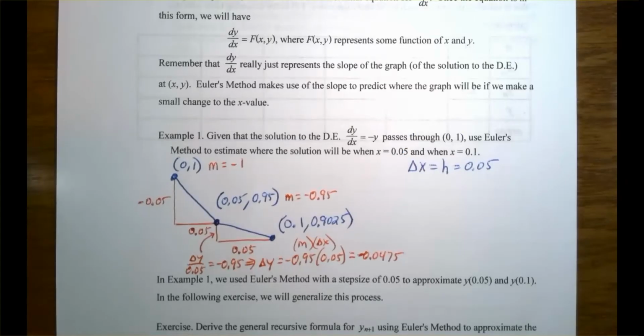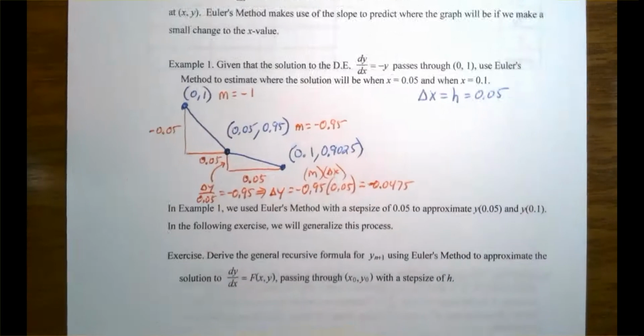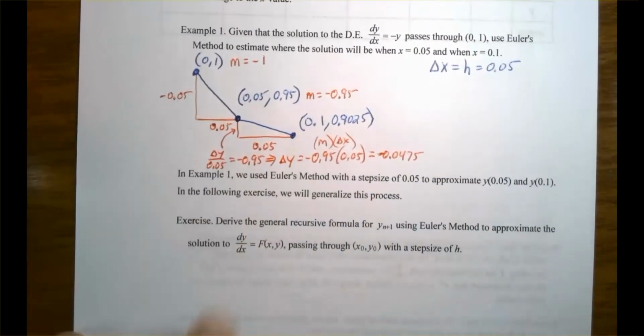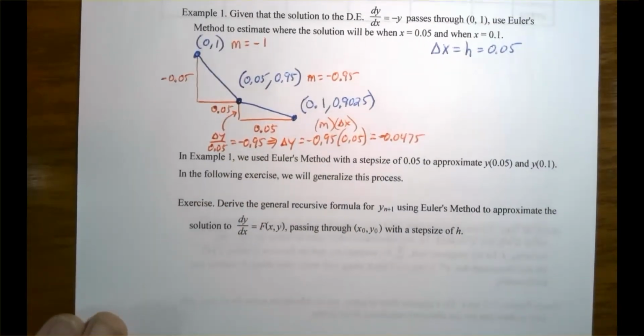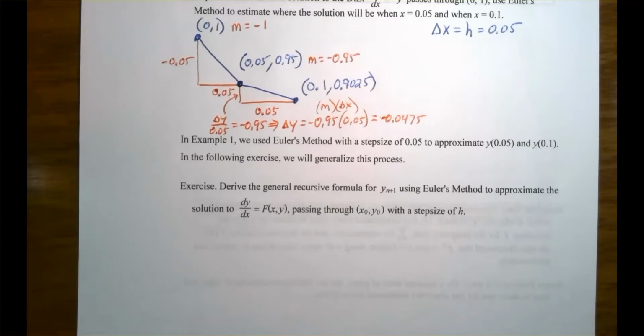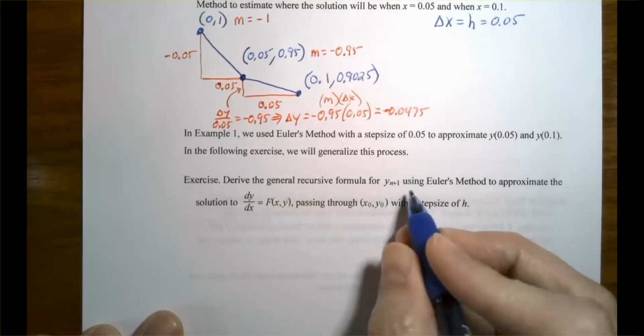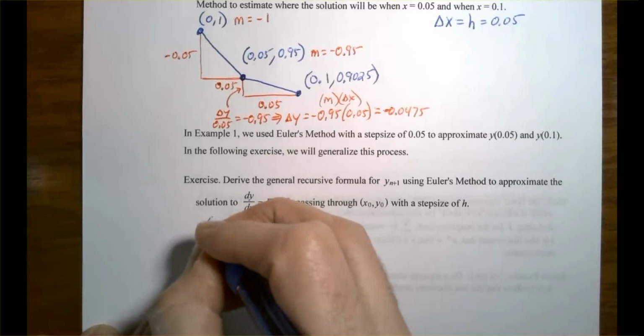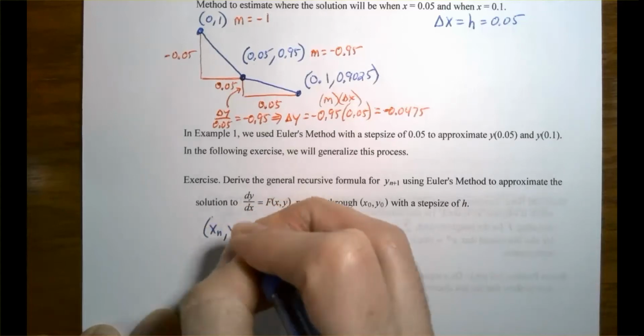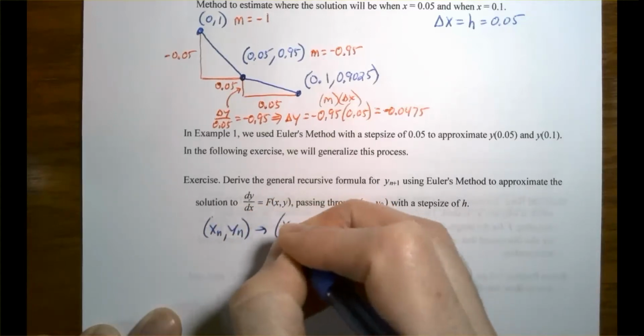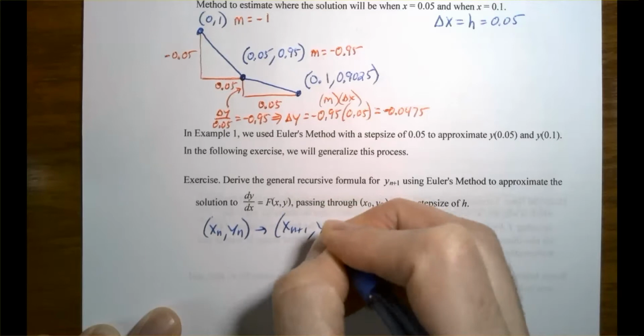So now let's generalize what we just got done doing, to come up with a formula so I don't have to think through it every single time, looking at the triangles, looking at the slope. So to talk about it in general, let's move just from (xn, yn) over to (xn plus 1, yn plus 1).